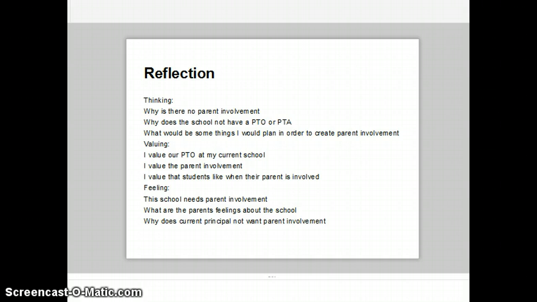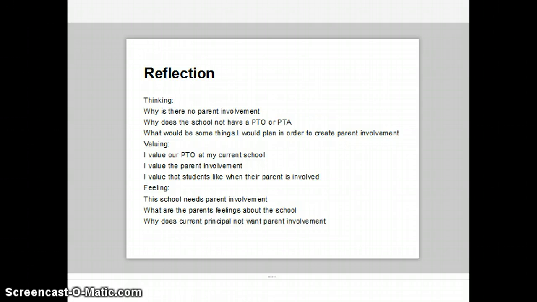My reflection, what I was thinking is, what's going on? Why is there no parent involvement in the school? Why doesn't the school have a PTO or a PTA already in place? What's happened in the past with that? What would be some things that I would plan in order to create parent involvement? If I came across this problem as an administrator, what could I do myself to plan for this?